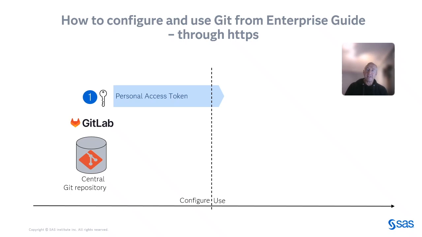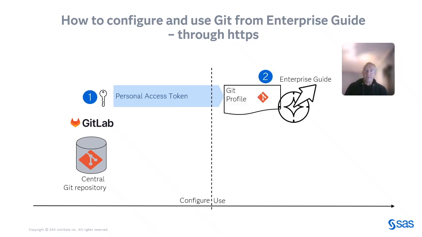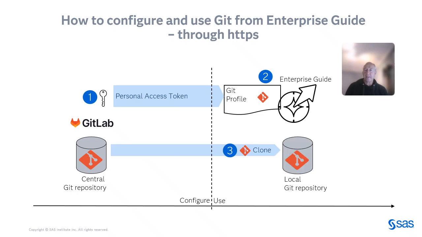Once you have this personal access token, you can store it in the Git profile for Enterprise Guide and use it as a way to authenticate to GitLab and do what is called a clone. So we're cloning the repository into a local Git repository for Enterprise Guide to use, typically in the file system that Enterprise Guide has access to. And from that point on, you can work as you normally would with Enterprise Guide.